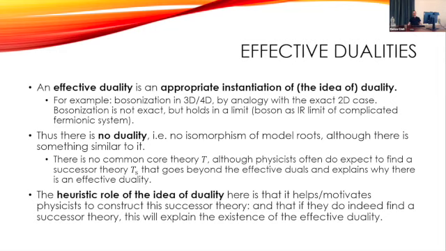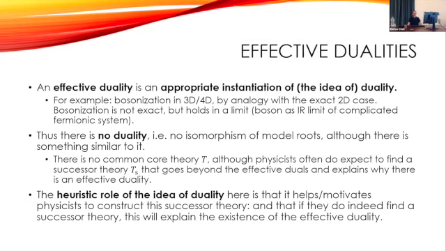An effective duality is an approximate instantiation of a duality, of the idea of a duality. We saw the example of bosonization in 2 dimensions, which is an exact duality. But if we go to 3 and 4 dimensions, then as far as we know, there is not an exact bosonization, but there are things that are close enough. So there are limits of bosonization. You can find, for example, a boson as the infrared limit of a complicated fermionic system, where you integrate out the high energy degrees of freedom, and you end up with an effective theory that is described by a boson. So in that sense, there is some kind of bosonization, but it is only in a particular limit. It's not exact. So that's an effective duality.